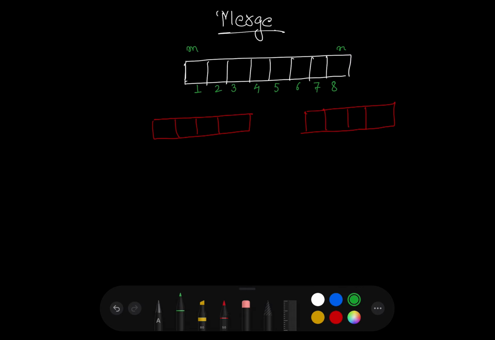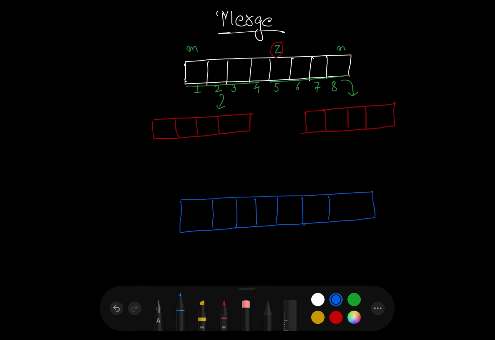So the left sub part will come down to here. Let's say z is the middle part of it. From here to here we copy it down into this array, and from here to here we copy it down into this array. Then we put in another array, the final array, which is the same size as the first one, so it has 8 elements.